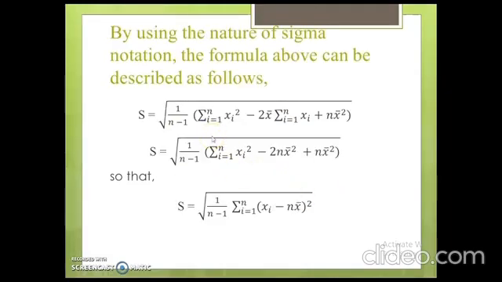By using the terms of sigma notation, the formula above can be described as follows: s is equal to square root of 1 divided by n minus 1 sigma xi squared minus 2 x bar sigma xi plus n x bar squared, which is equal to square root of 1 divided by n minus 1 sigma xi squared minus 2 n x bar squared plus n x bar squared, so that s is equal to square root of 1 divided by n minus 1 sigma xi squared minus n x bar squared.